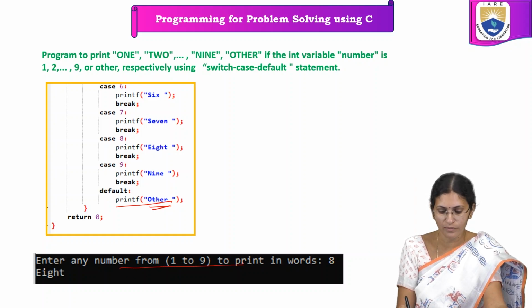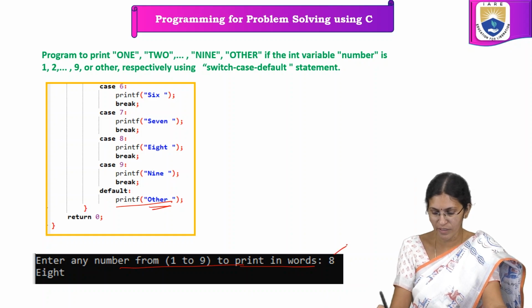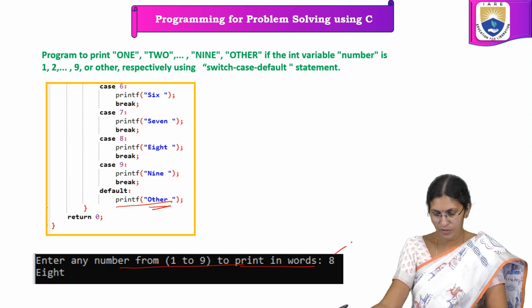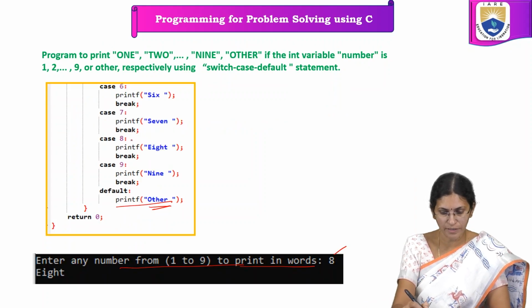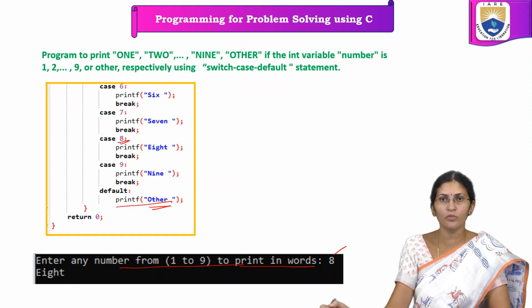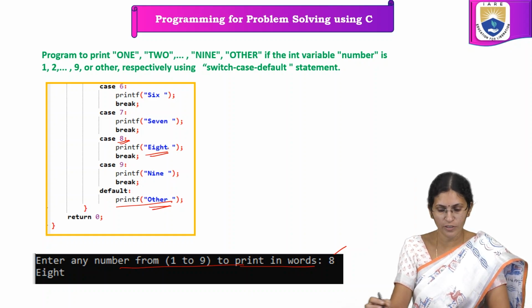So enter any number from 1 to 9 to print in words. So suppose the user is entering 8. If the user is entering 8 here, so the number value will be 8 here. So then this will match with this case 8. Both the cases are equal. Then the corresponding number in words will be printed.